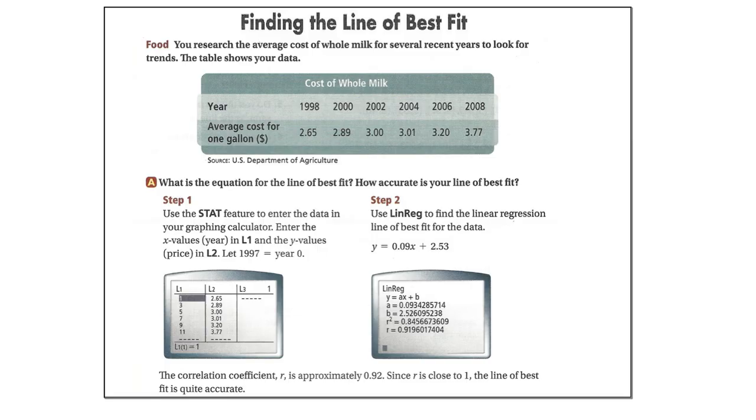So what we did here, our list one was the number of years after 1997, because it says in the problem, let 1997 be year 0. So 1998 would be 1 for your X value. And then it just put your cost of milk in the second list. And then you run the calculation, and it does all of the heavy lifting for you.